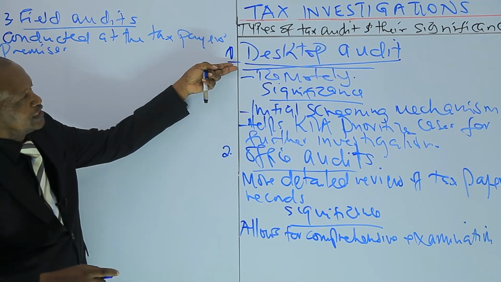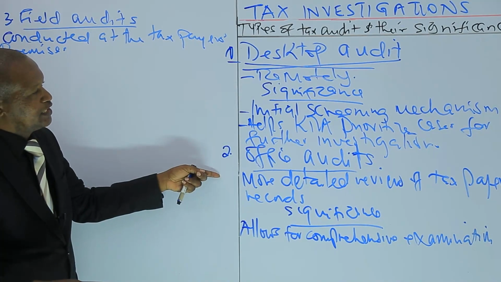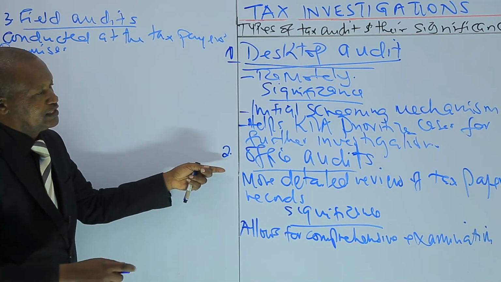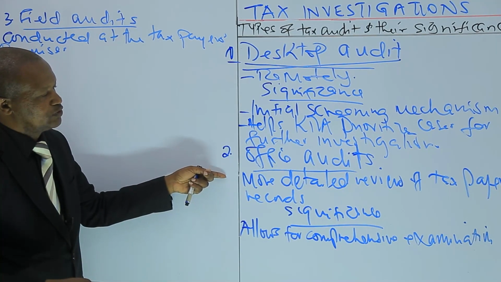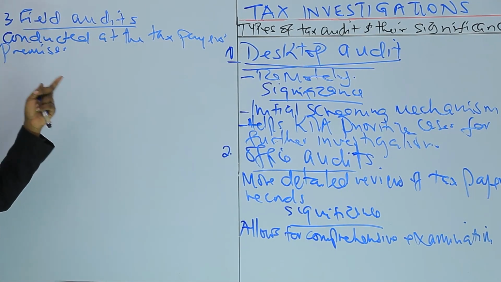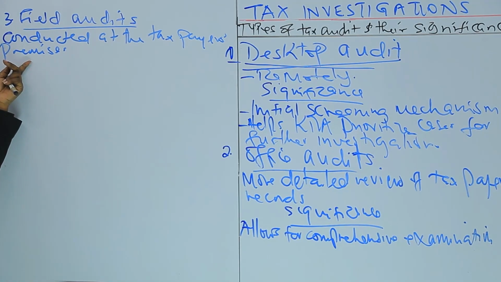The first audit is conducted remotely. In the second type, office audit, the audit is conducted at KRA offices. The taxpayer is summoned to the KRA offices and an audit conducted. Field audit is the most comprehensive type of tax audit in Kenya and is conducted at the taxpayer's premises.